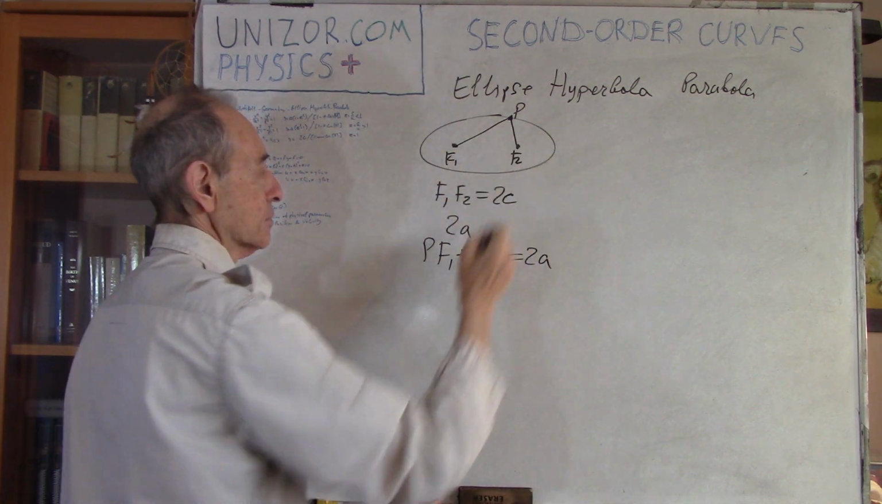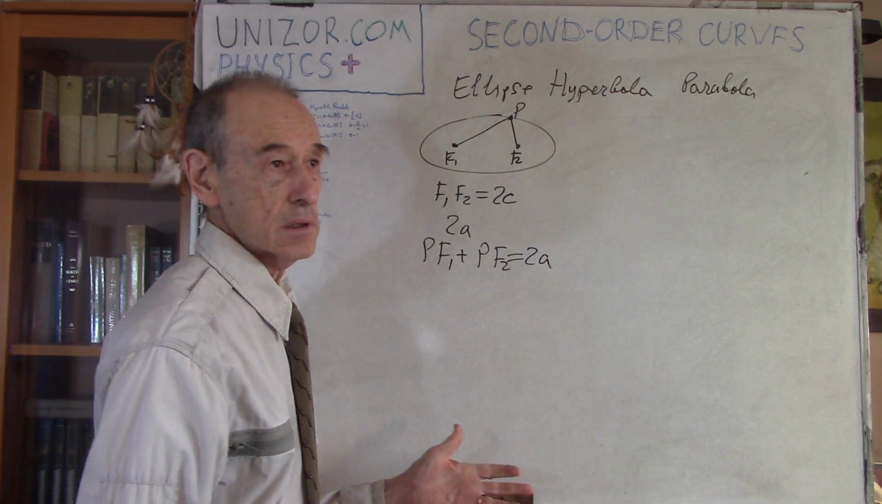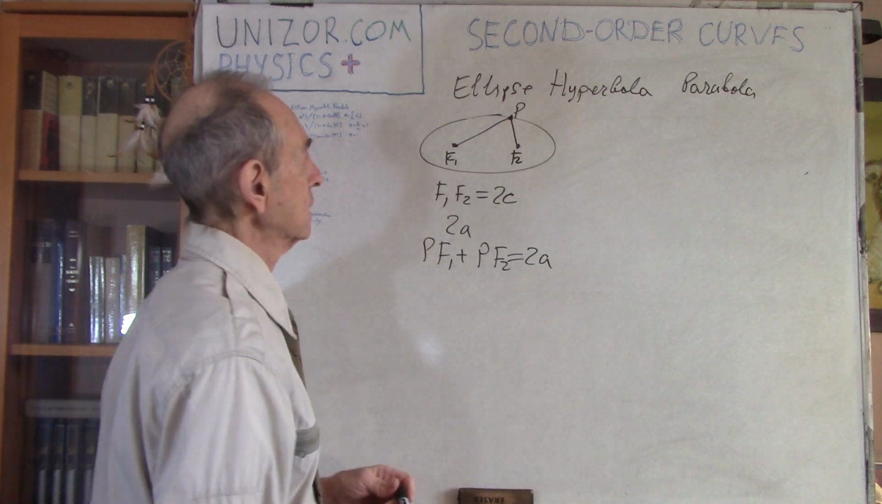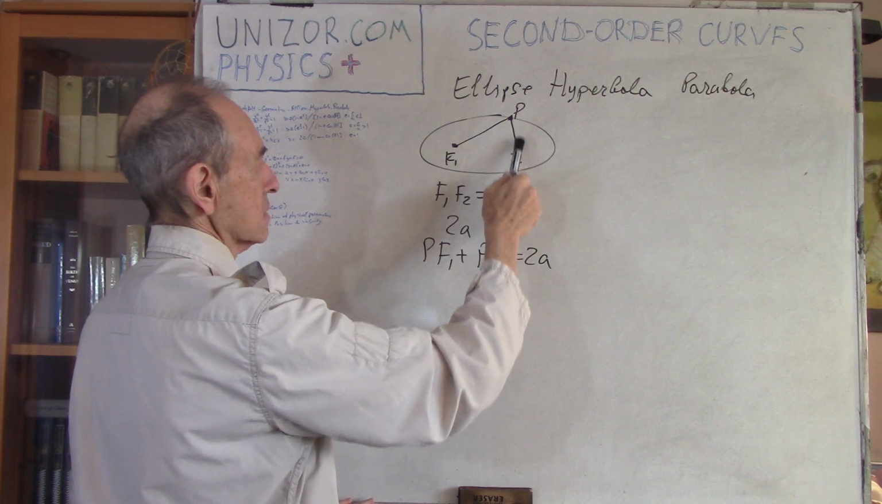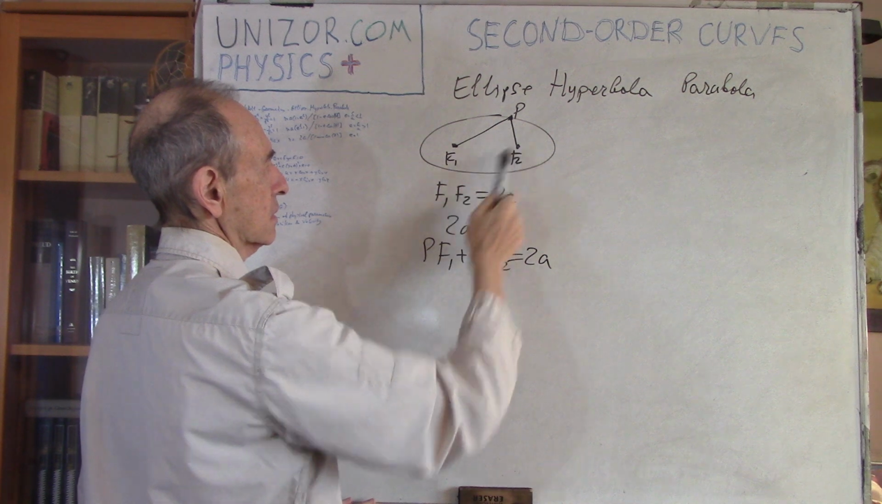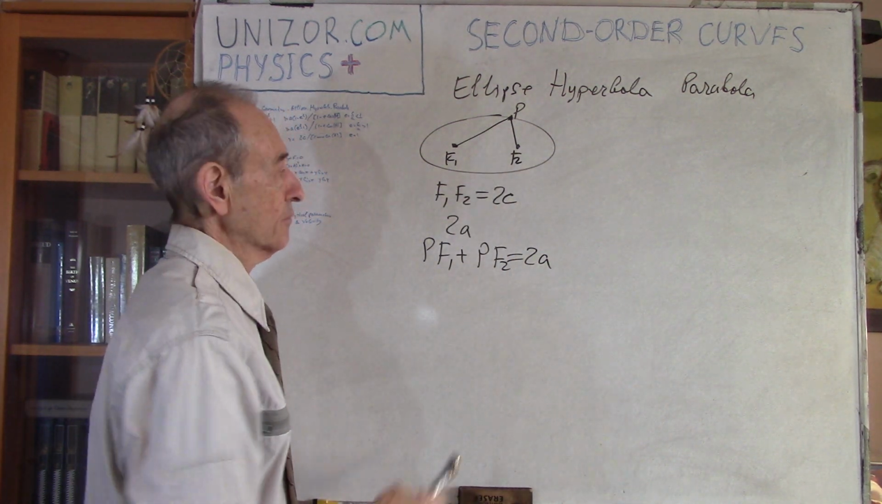So an ellipse is all the points on the plane, or if you wish, the locus of points on the plane, which have this property: the sum of the distances between this point and the two foci is equal to 2a, a constant. So what's given?